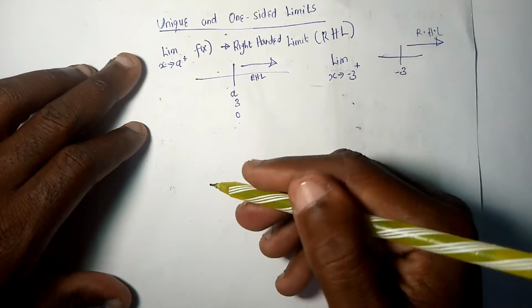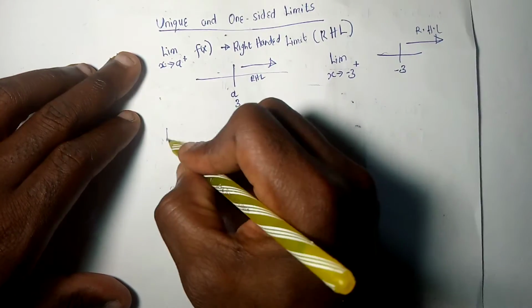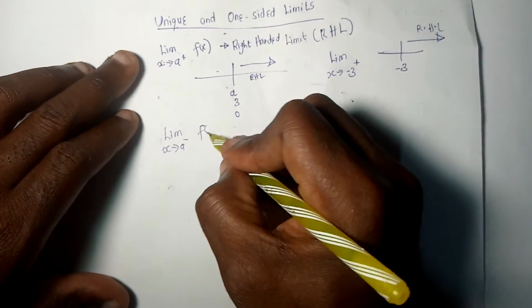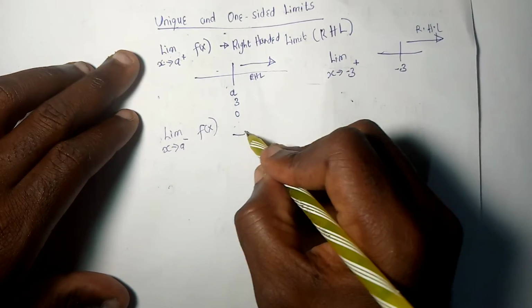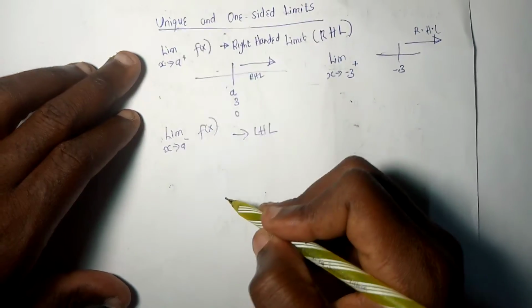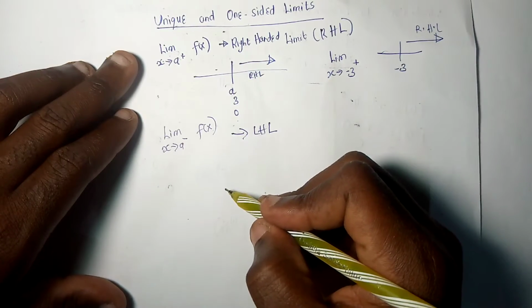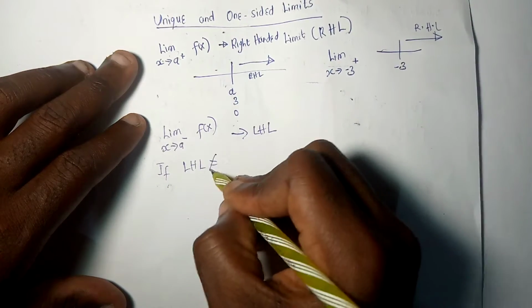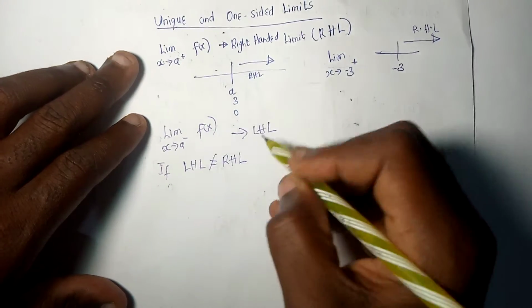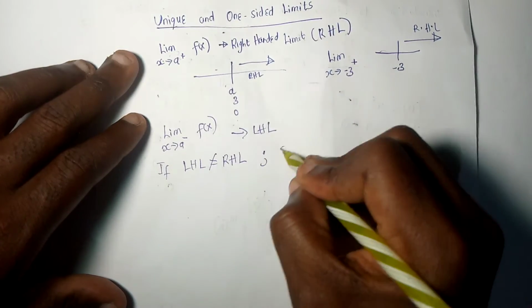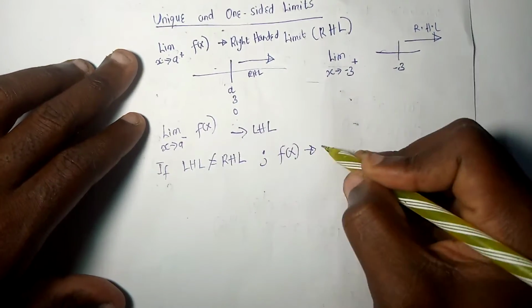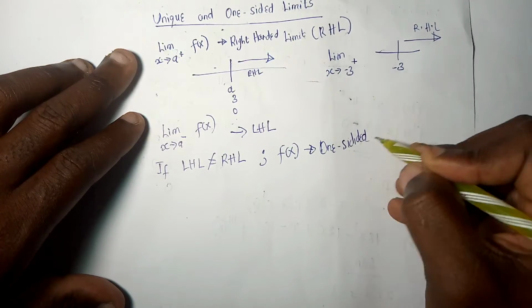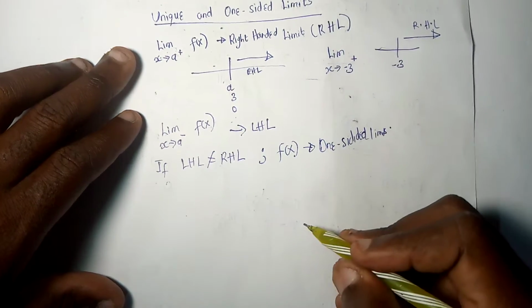Similarly, we have left-handed limits, which is limit as x approaches a from the left of f of x. Now, if the left-handed limit is not equal to the right-handed limit, then we say the function f of x has a one-sided limit. So that is the condition.